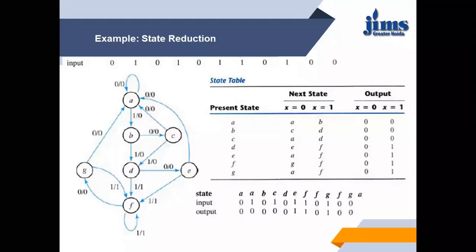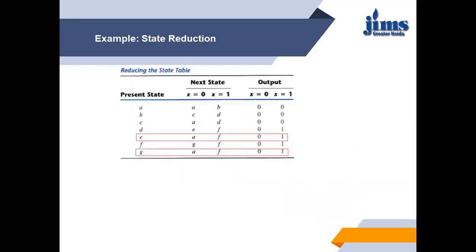If we want to reduce this state diagram or state table, then we have to see if the output is the same and the state moving to the next state is the same. If it is true, then we can reduce two redundant states. So in the next slide, we are going to discuss how the reduction takes place. This is known as the partitioning method.